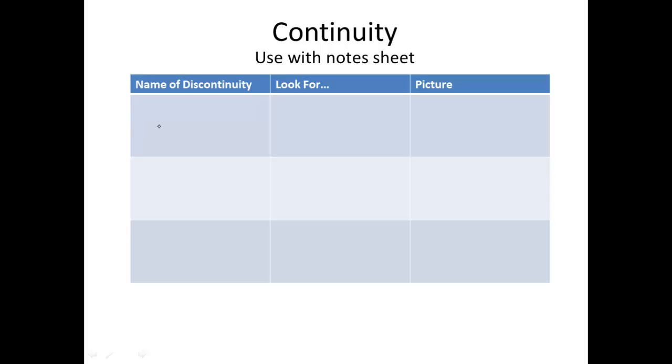The first one is called an infinite discontinuity. With an infinite discontinuity, we're going to be looking for asymptotes. When you see something that appears to be a vertical, let's add that in there, vertical asymptotes. Your picture could be something where we have one going up and one going down, or two going up or two going down. This is where we will have what we call an infinite discontinuity.